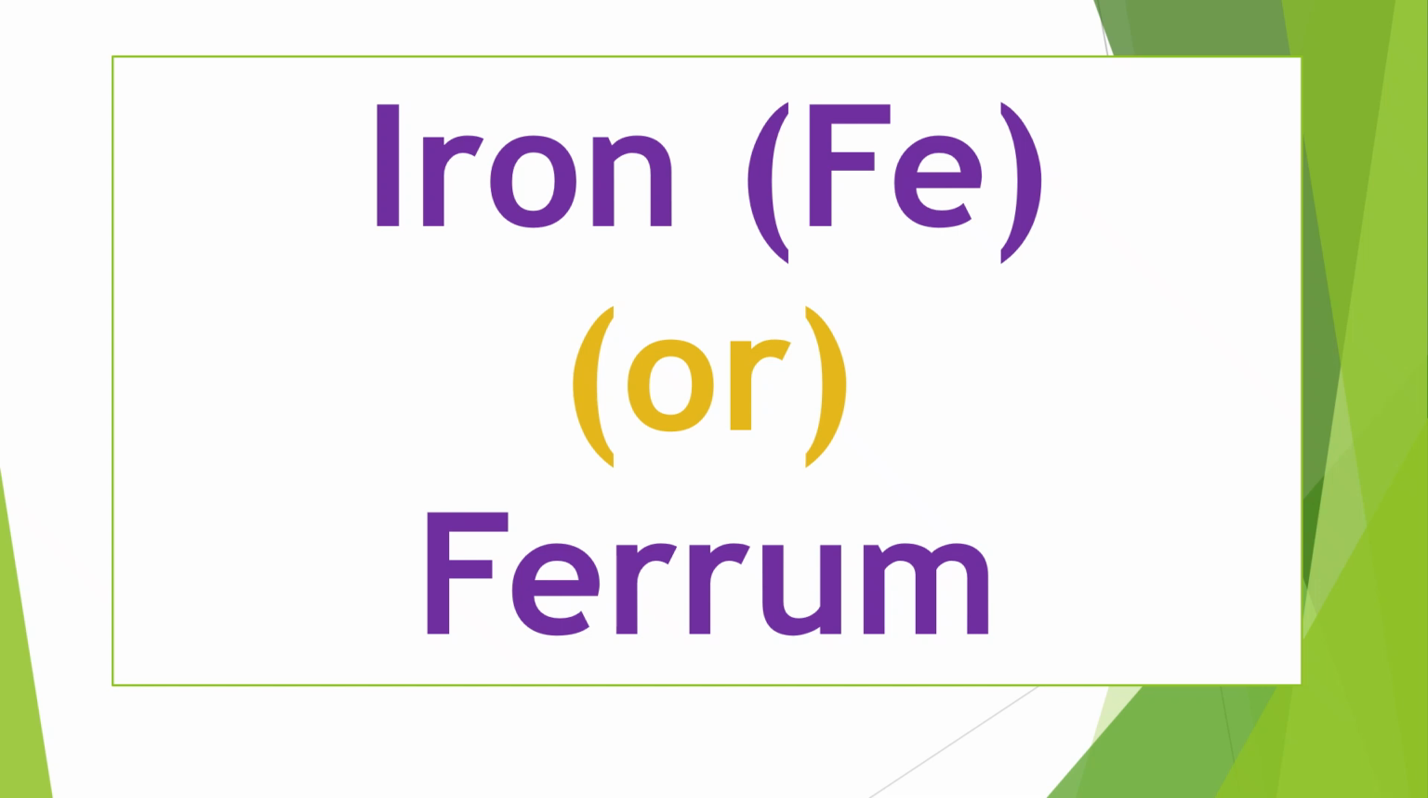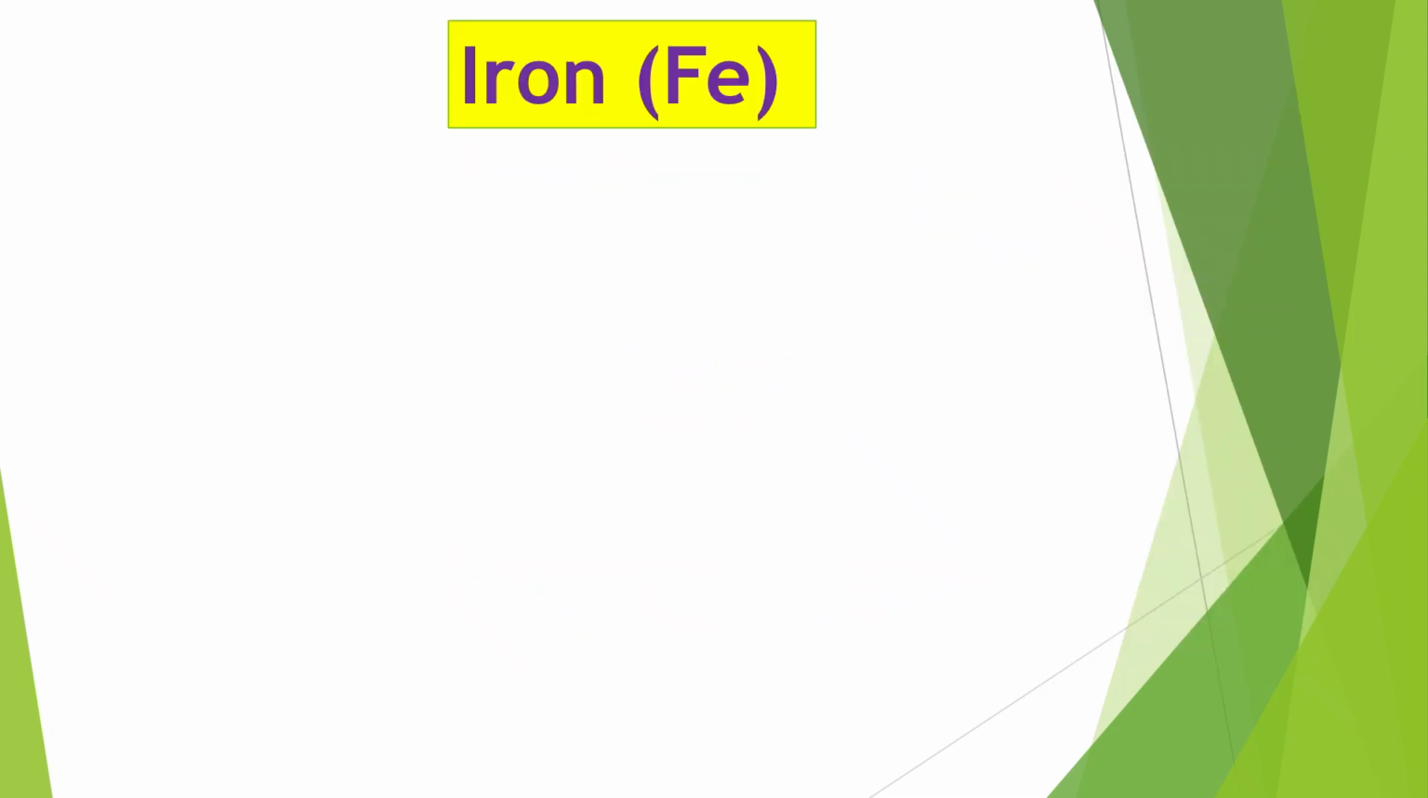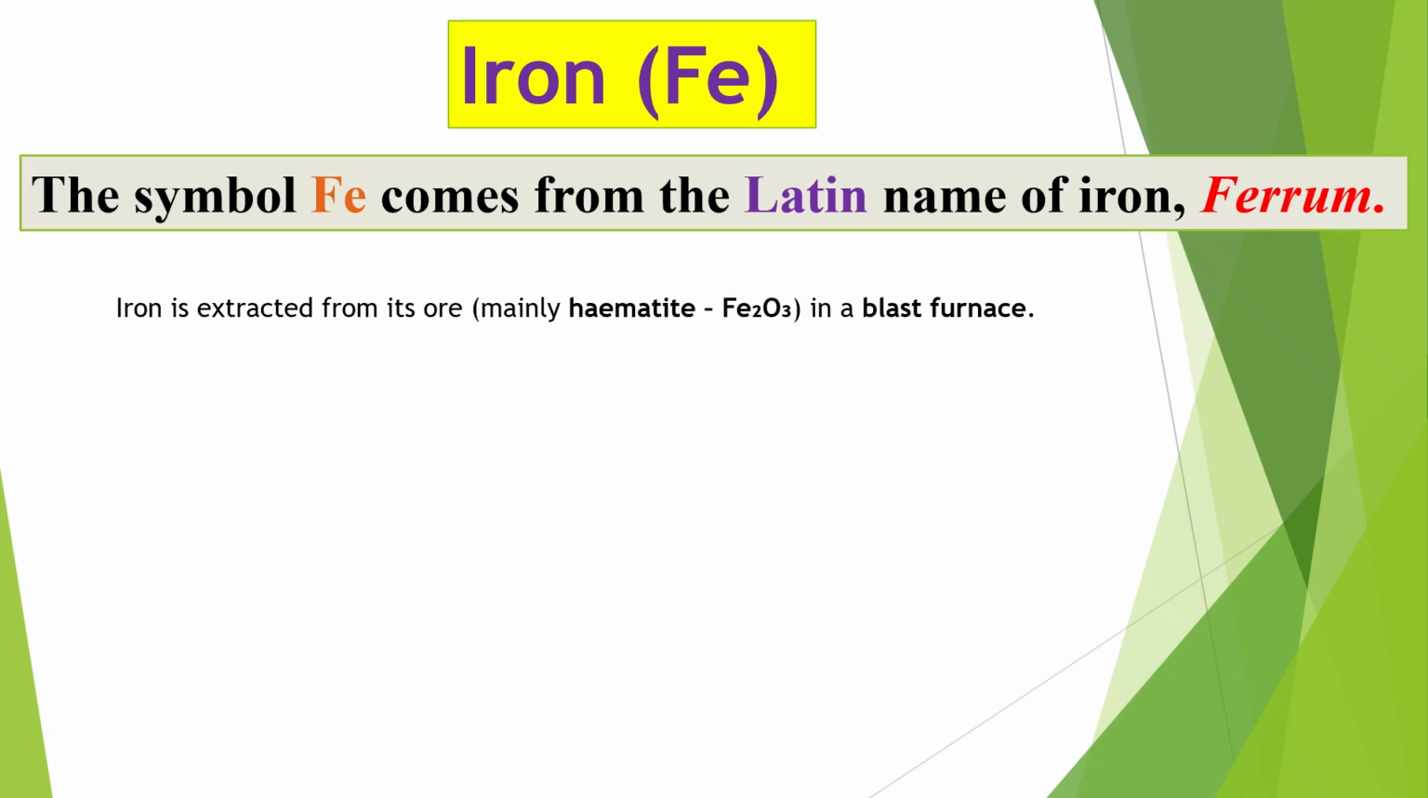Today I would like to explain about iron. The symbol of iron is Fe. The symbol Fe comes from the Latin name of iron, that is ferrum. Iron is extracted from its ore, mainly hematite ore, that is Fe2O3, in a blast furnace.